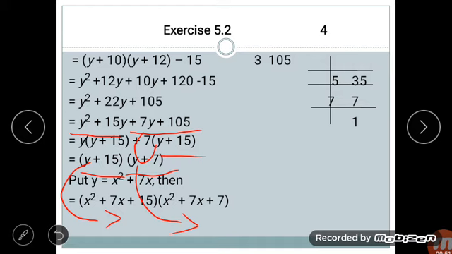If it can be further factorized by midterm breaking, you can do so. If not, then you are supposed to leave your answer till here.